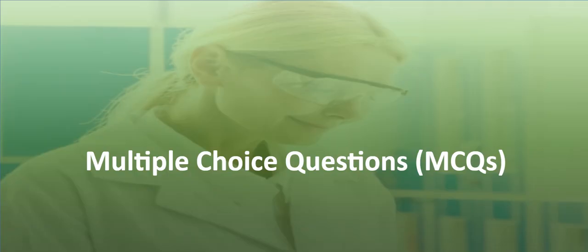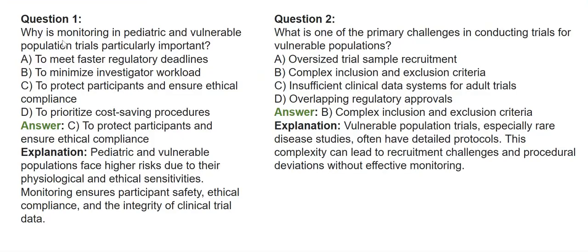Next, we'll try to review using some MCQs, multiple choice questions. Question 1: why is monitoring in pediatric and vulnerable population trials particularly important? Is it A, to meet faster regulatory deadlines? B, to minimize investigator workload? C, to protect participants and ensure ethical compliance, mostly? D, to prioritize cost-saving procedures?